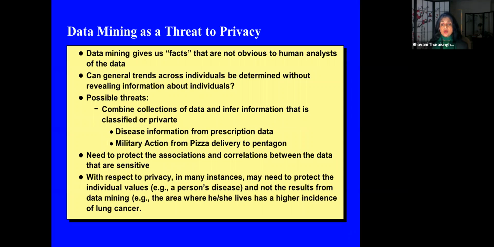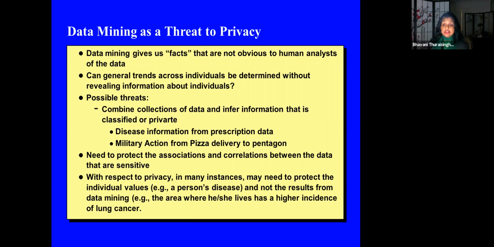Okay, so data mining. We've heard about data mining, and I've given talks on data mining. In fact, in one of the earlier presentations, I talked about data mining for malware detection. So, data mining as a threat to privacy, right? So what is it about? Data mining gives us facts that are not obvious to human analysts of the data because you can dig and extract information. Can general trends across individuals be determined without revealing information about individuals, right?